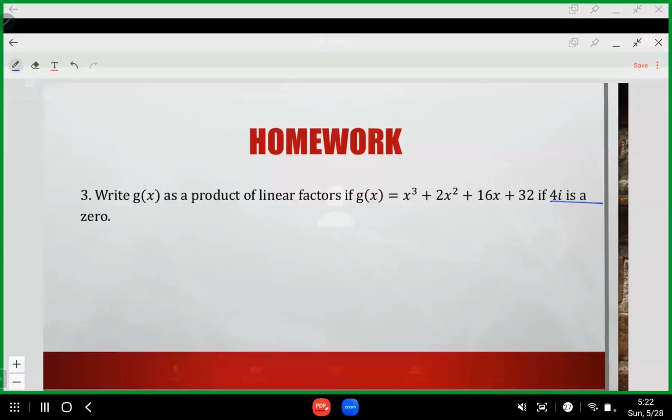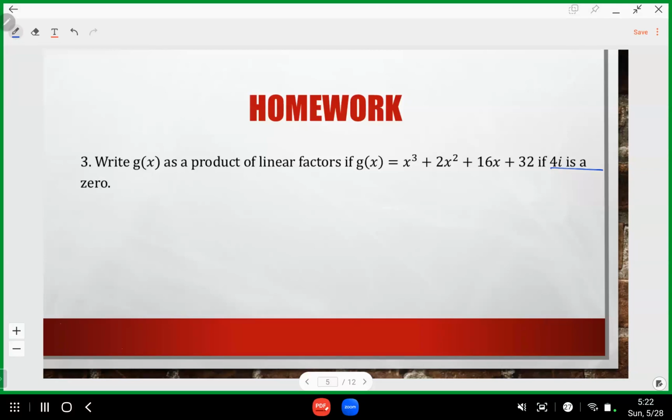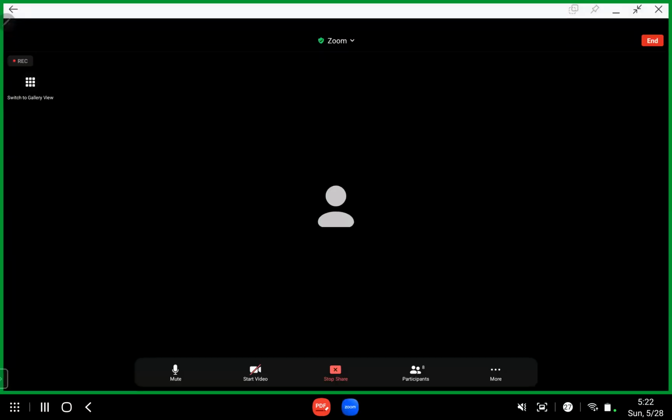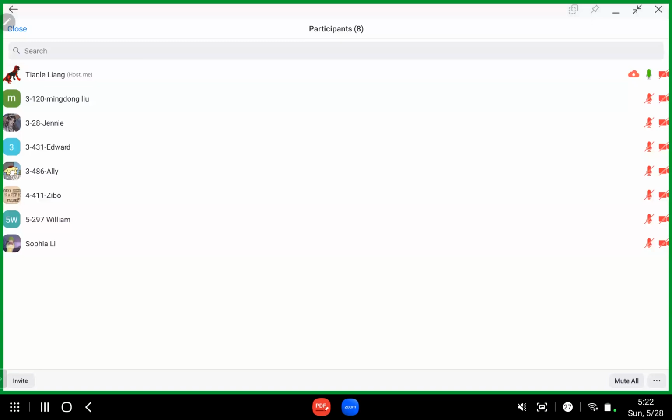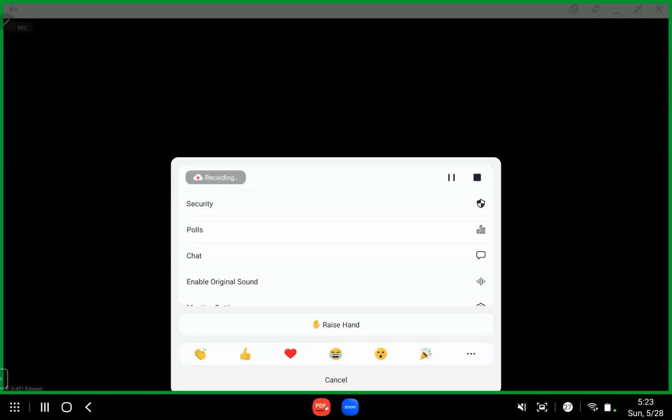All right, let's continue with this one. So this one has a subtle point that you must understand, which is 4i is a 0. Who can tell me what is another 0 if 4i is 0? This is part of the conjugate pair theorem we learned last time. So who remembers? If 4i is a 0, what must also be a 0? Who can tell me in the chat?